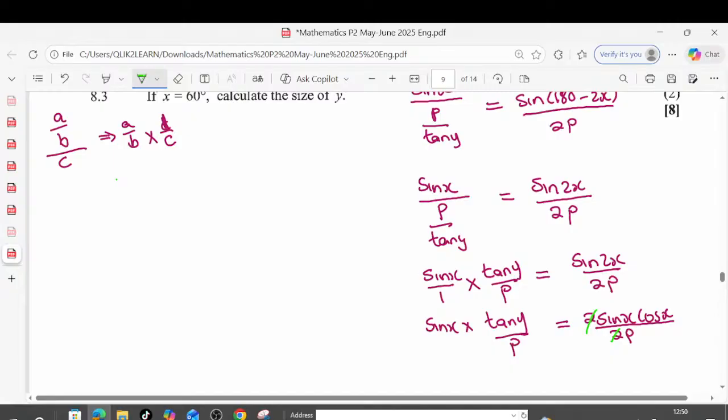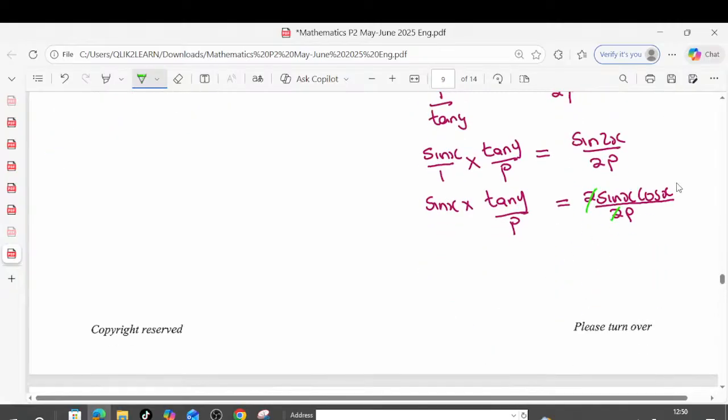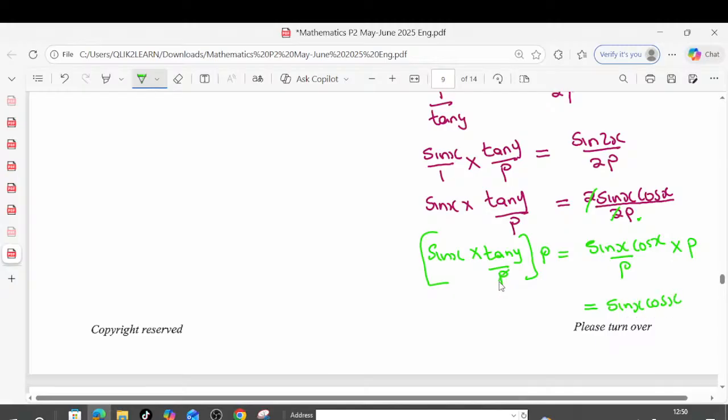We can cross multiply, right? We can cross multiply by this P. We can get rid of the P and say this is the sine of x multiplied by the tan y over P. Everything here needs to be multiplied by P, and then even this side we still have the sine x, the cos x over P. We need to multiply this by P so that the P cancels. This side we only have the sine x, the cos x. This side the P cancels, and we have the sine x, the tan y.